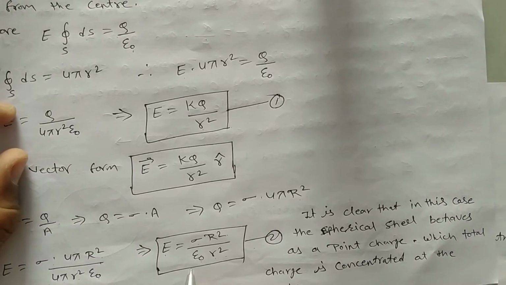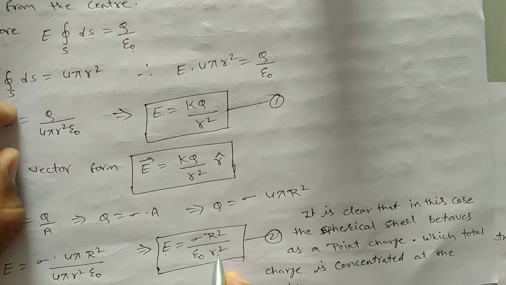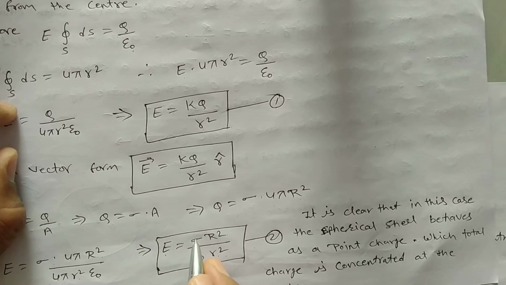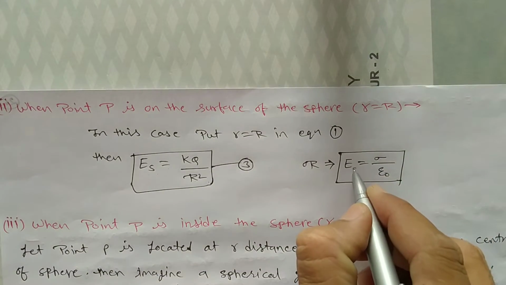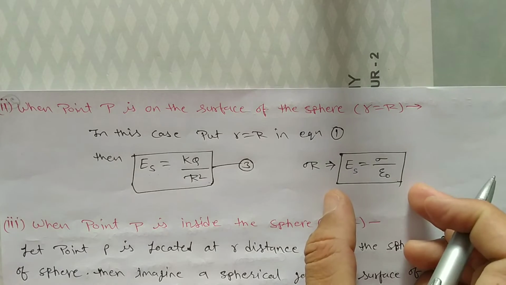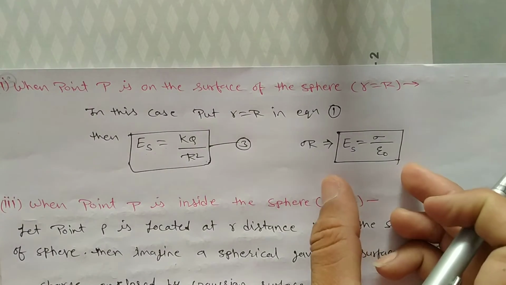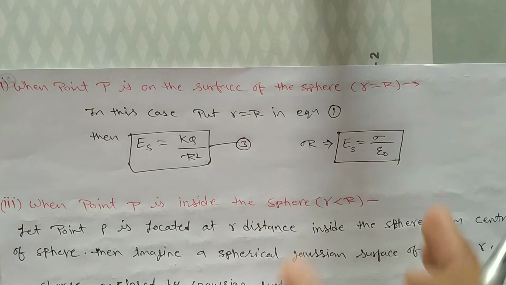From this equation, we put small r equal to capital R, then capital R square cancels out from this capital R square, and we get E is equal to sigma upon epsilon naught. So ES is equal to sigma upon epsilon naught. This is another form of electric field intensity at the surface point.